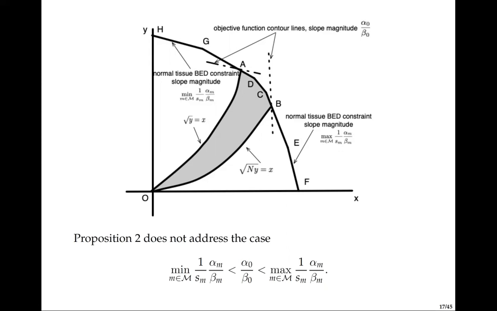Now, continuing on, one point that I do want to make is that proposition 2 does not address the case where the tumor alpha over beta ratio is in between these two quantities. It addresses the case where that alpha over beta ratio is this or larger, and it also addresses the case when this alpha over beta ratio is this or smaller. That's respectively the equal dosage and the single dosage situation. But it does not address what will happen when it is in between.